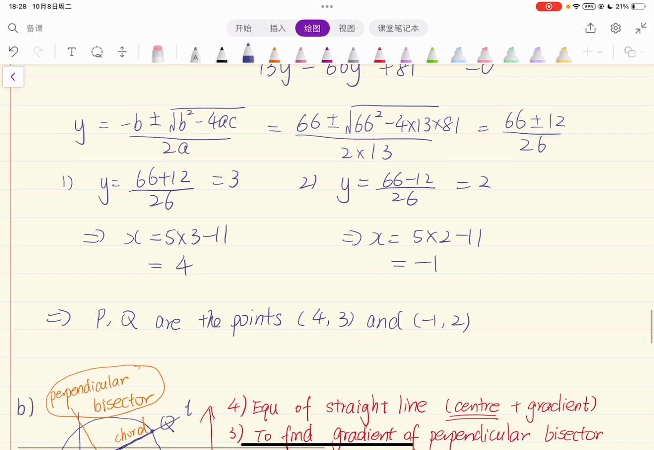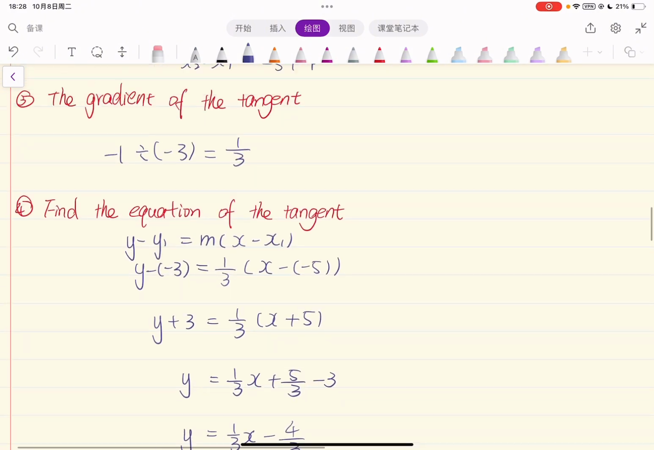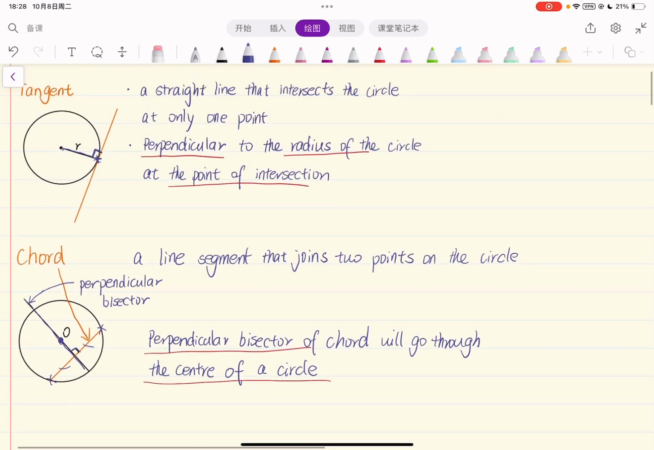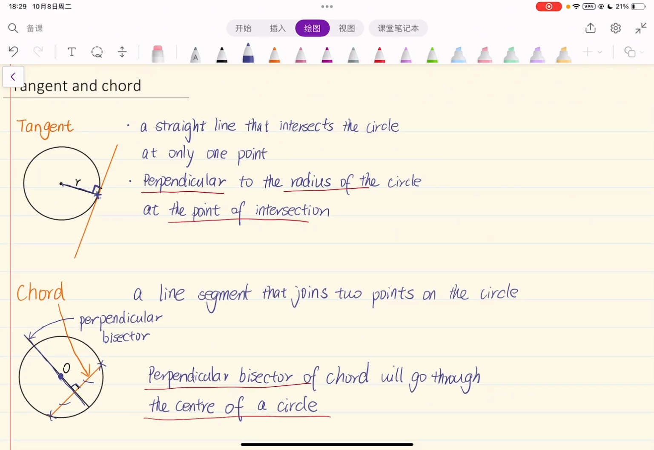So in this lesson, we learned the properties of the tangent and the chord and how to use them to solve questions. Here's all the things you need to know.